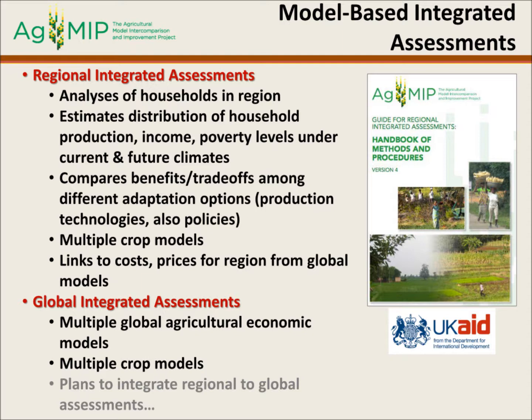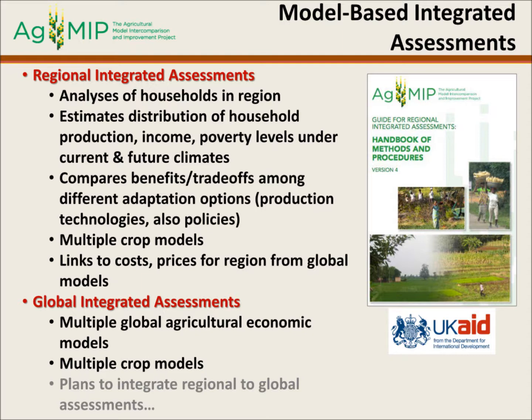So the individual households are surveyed to understand what their production practices are and what their education level is and land holdings and other things. And then the integrated assessment at the regional scale is using a distribution of households. So it doesn't just predict an average household, it predicts a distribution. So that you can get at things like distribution of production, of income, of poverty levels under current and future climate conditions. And it can compare the benefits and trade-offs then among different adaptation options, which includes technologies as well as policies in this.